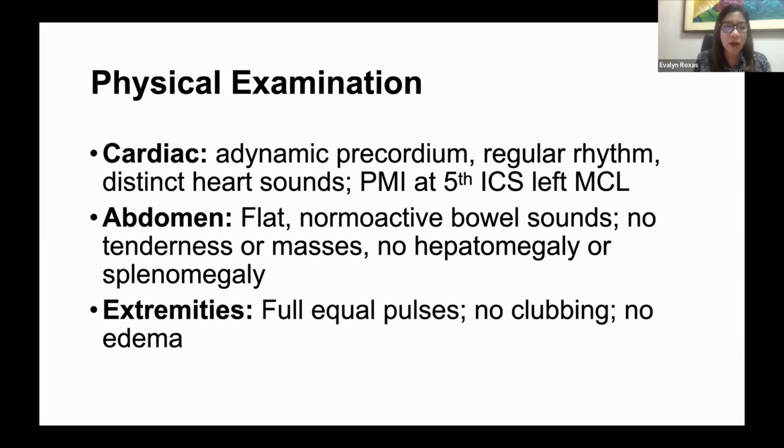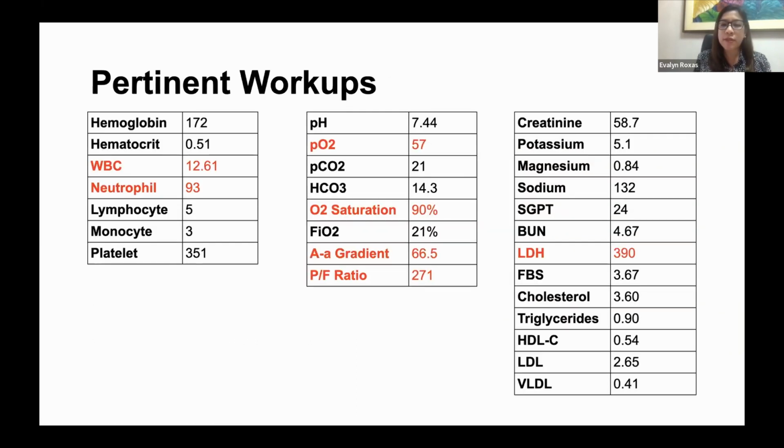So other PE findings were unremarkable, and on some laboratories done upon the consult, it was noted that he has leukocytosis with WBC of 12.61 and neutrophilic predominance of 93. It was also found on his ABG that his PO2 was 57 with an O2 sat of only 90% and an A-a gradient of 66.5. So the PF ratio is 271. So blood chem were as follows, but it was noted that his LDH was also elevated at 390.